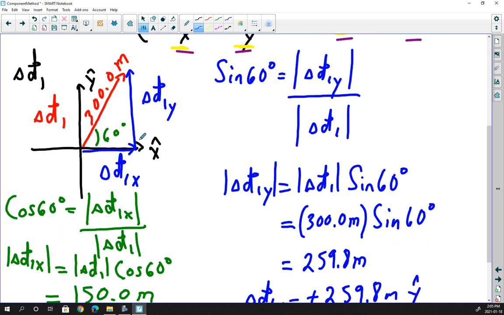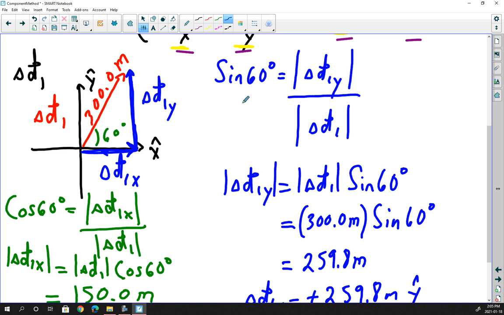Here is that first vector. It's in red, displacement vector 1. It's 300 meters, and it's 60 degrees north of east. Now this red displacement vector 1 can be written as the sum of displacement vector d1 x component plus, tip to tail addition, displacement vector 1 y component. So this red vector is actually a sum of this blue x vector tip to tail with this blue y vector. These two added together are delta d1.